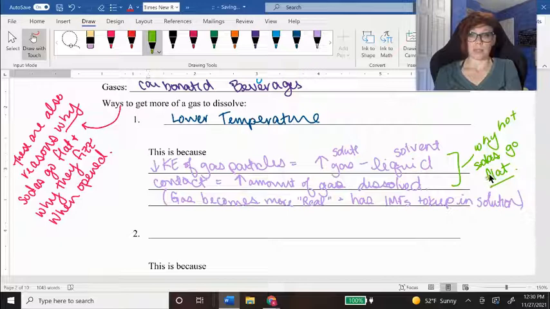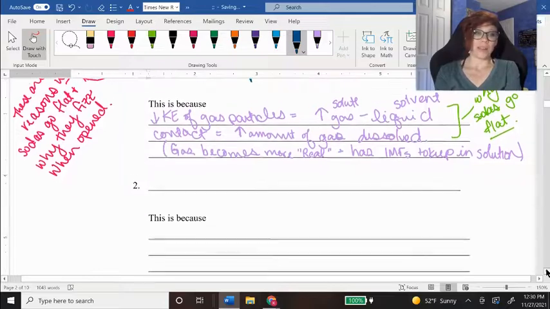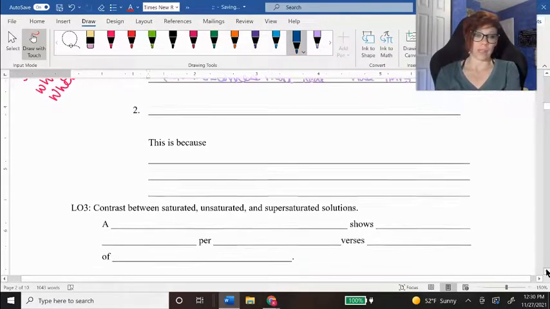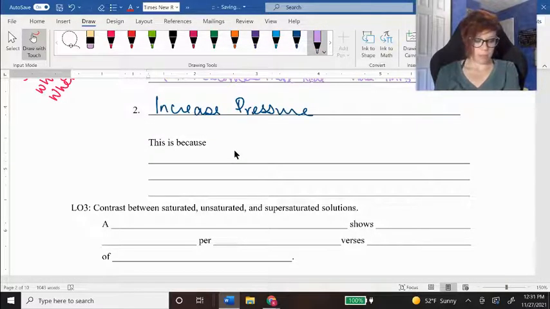So the reason that hot sodas go flat quicker than a cold soda is because you're increasing that kinetic energy of the particle, which causes the gas to come out of the solution a lot faster. So the second way to get more of a gas to dissolve in a liquid is to increase our pressure. Well, if we increase the pressure above the liquid or the solvent, this makes the gas come into more contact with the solvent, thus increasing our solubility of the gas.